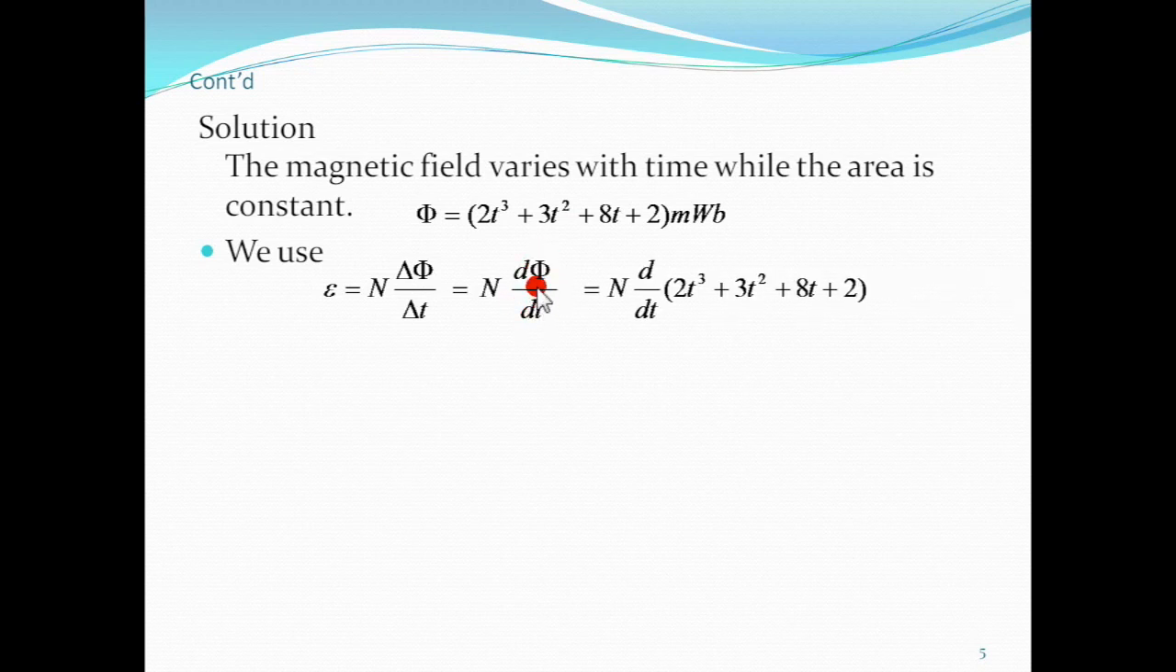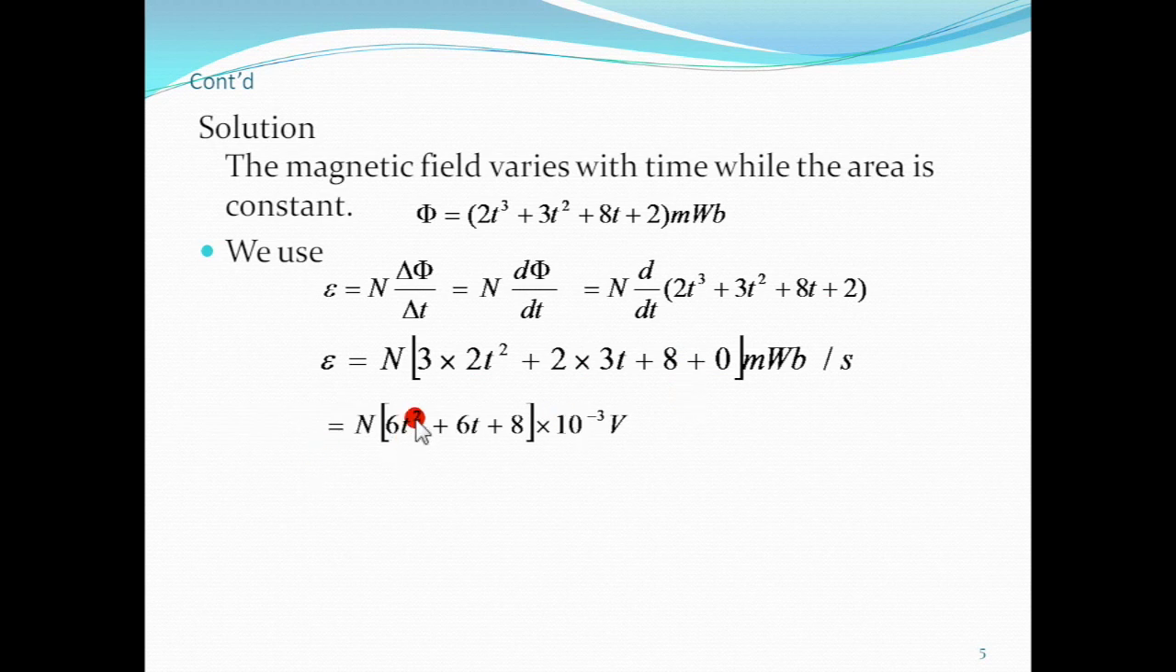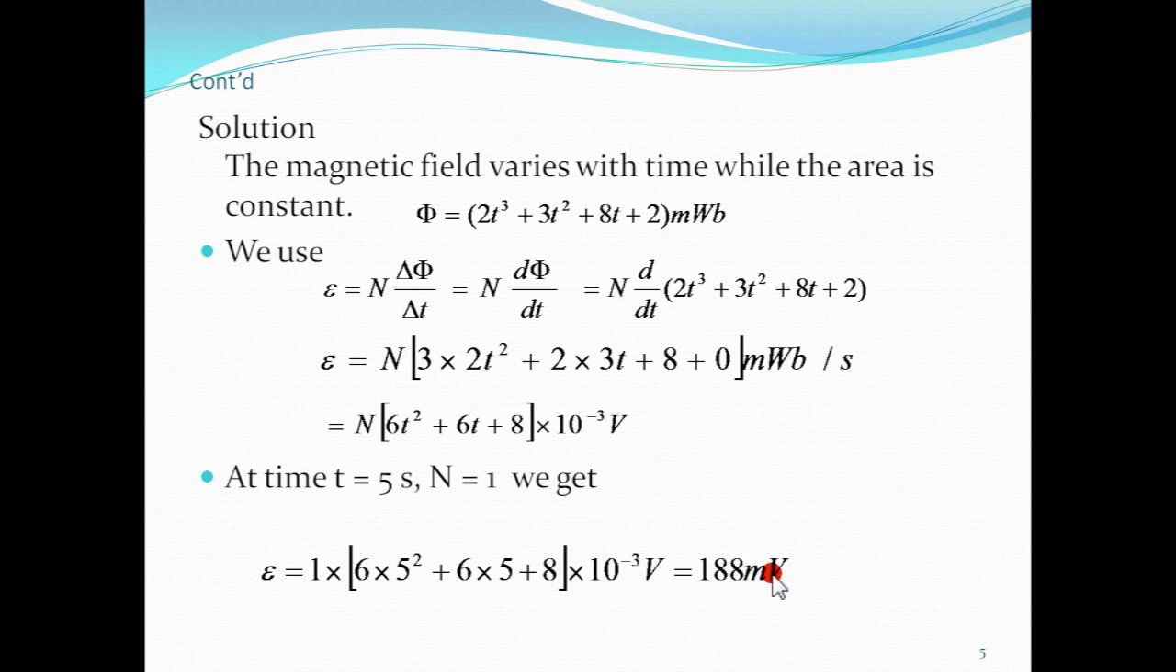Differentiating, we get 6t squared minus 6t plus 8 plus 0, this constant number, in milliweber. And n times (6t squared minus 6t plus 8) times 10 to the power of minus 3. This 10 to the power of minus 3 is to show the milli. Then with n equal to 1 and t equal to 5, we get 188 millivolt.